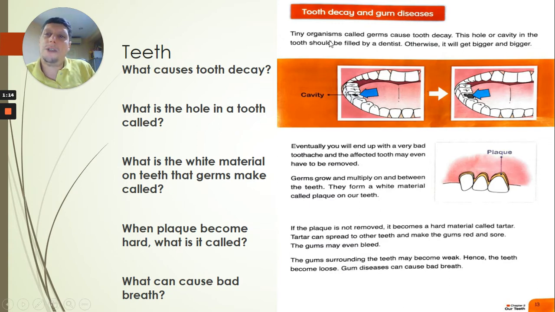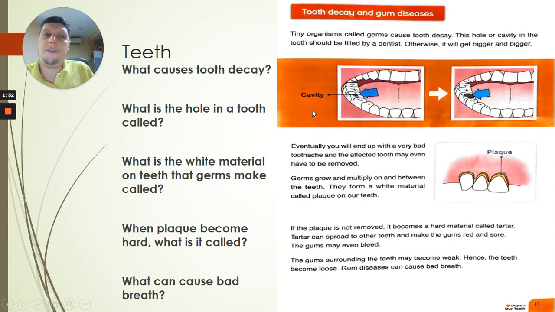Tiny organisms called germs cause tooth decay. This hole or cavity in the tooth should be filled by a dentist. Otherwise, it will get bigger and bigger.